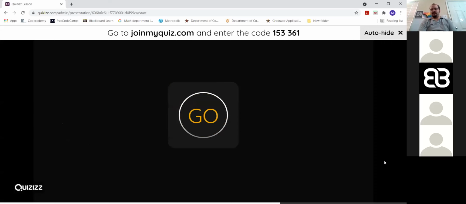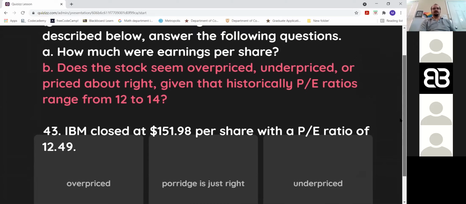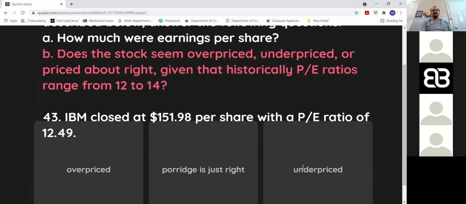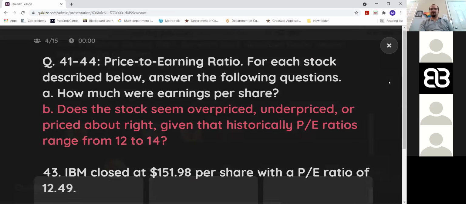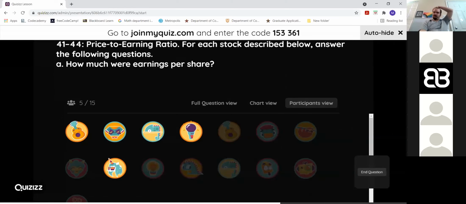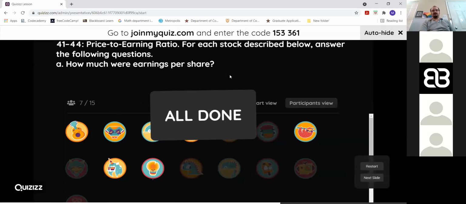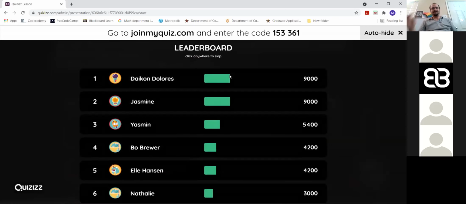And part B. Historically, they range from 12 to 14. And so if it's 12.49, does that seem overpriced, just right, or underpriced? I guess Goldilocks came in this problem. Is that in the 12 to 14 range? Is it over? Is it under? It should be right in that range. It's 12 and some change. It's right between 12 and 14. It seems reasonably priced.